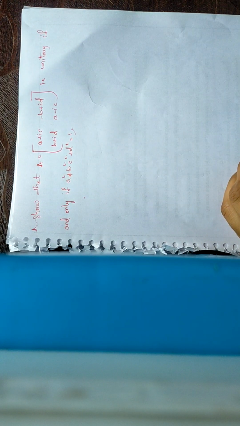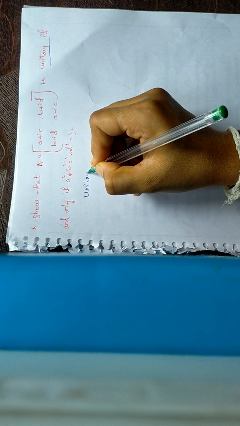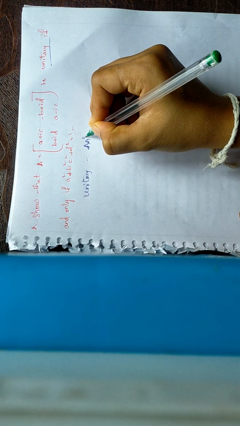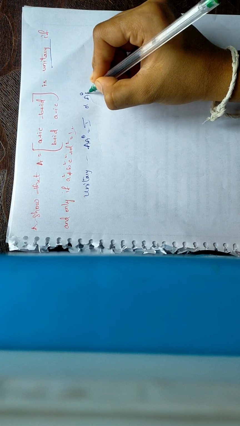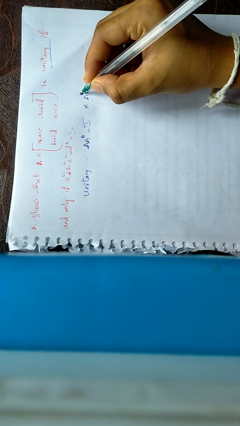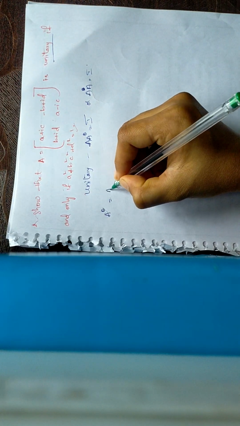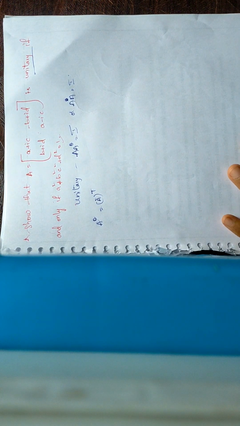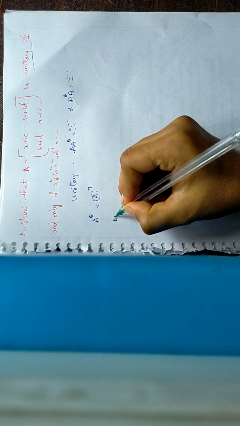And we know that a unitary matrix means the condition is A times A theta equals I, or A theta times A equals I, right? Now what is A theta? It is the conjugate whole transpose, where conjugate means the complex conjugate of the complex matrix. A bar means we first find the A bar value.